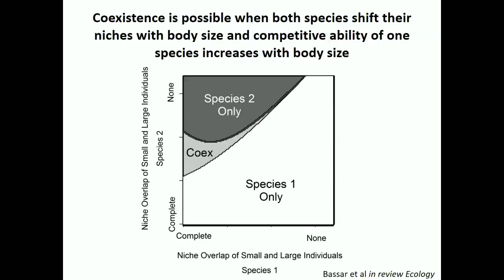Under the second scenario is where we start to get patterns of coexistence, and that's basically where species 1 exhibits competitive asymmetries with increasing body size. And so when there's complete overlap amongst all individuals of species 1 and a range of different overlap of species 2, then we get coexistence emerging as a prediction in this region here.